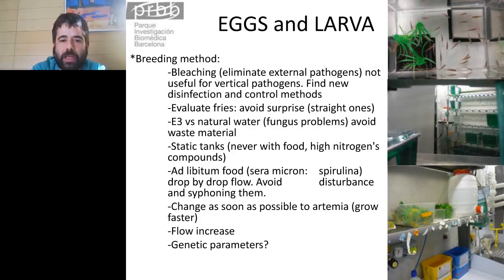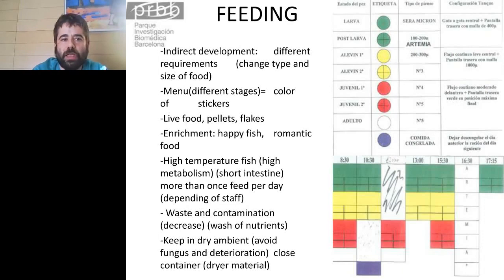When the larvae are 6 or 7 days old, we are going to put them in a regular tank with a drop-by-drop flow, and we are going to put some tiny powder made of spirulina on the surface. So this spirulina will be there almost all the time, and this way the larvae are going to eat almost all the time. As soon as possible, we are going to change this way of feeding to artemia, which is more energetic and allows them to grow faster. When they are growing, we are going to increase the flow a little bit, so it is related to the development stage.